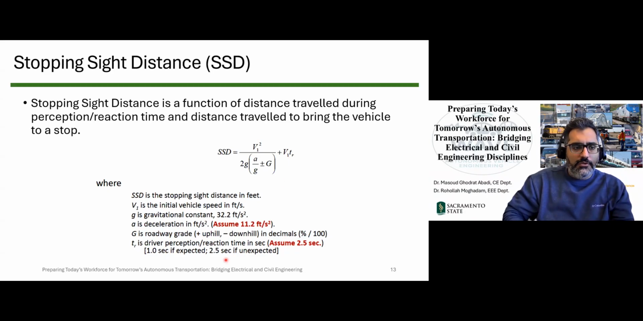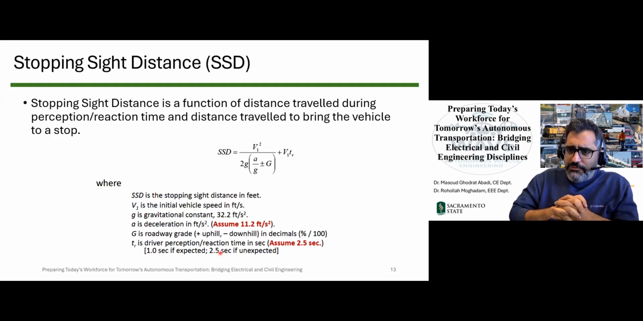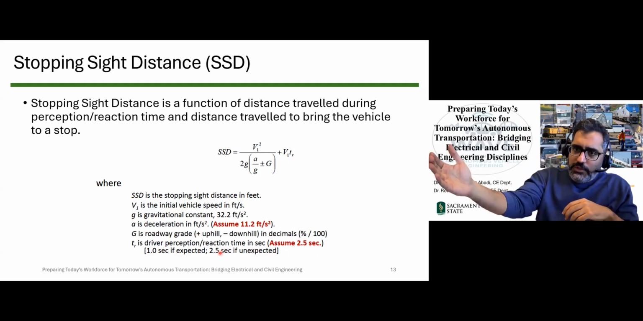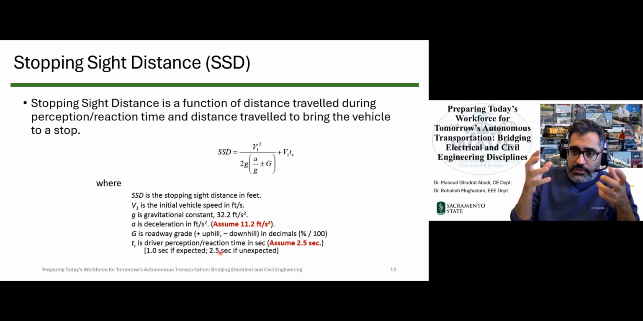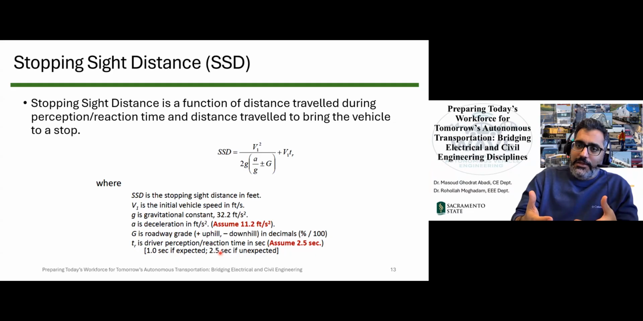According to AASHTO's suggestion, if it is unexpected, which is the case when you're doing highway geometric design, that reaction time is 2.5 seconds. What does that mean? It means that if you're driving on a rural road, going up, and you suddenly see an object on the other side of the roadway, on average, it takes 2.5 seconds for people to perceive that something is wrong and react to that. During that time, they are traveling with the speed of V1, the initial speed. So that would be the distance that they are going to travel.